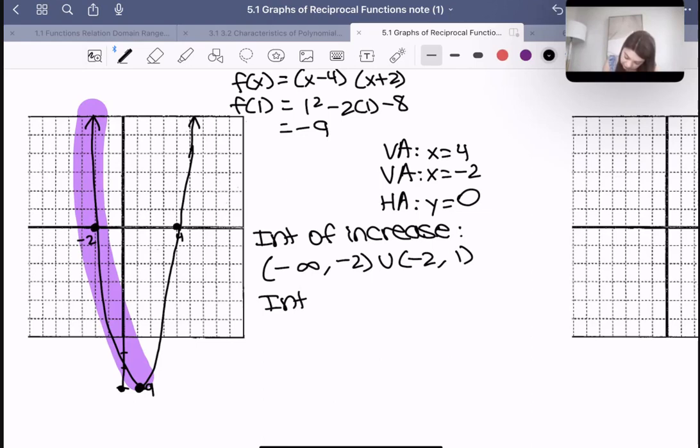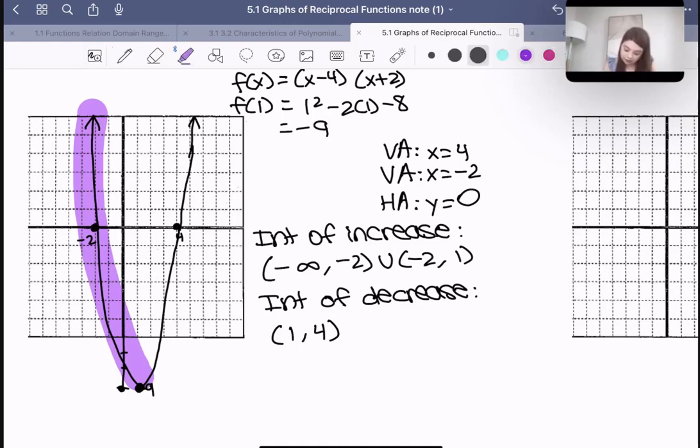Intervals of decrease are going to be the opposite, where we have from 1 up to 4, right, is going to be an interval of increase on our original, so therefore an interval of decrease on our new function, and then also from 4 to infinity. So it's the same thing I was doing before, except this time I'm retroactively accounting for the fact that the places where we have asymptotes we're going to have to skip over, as those are not intervals of increase or decrease specifically.